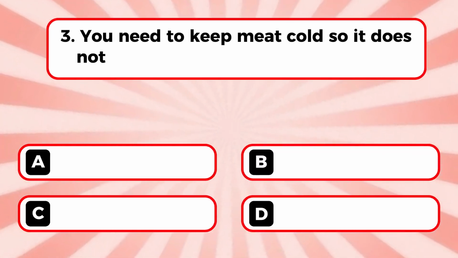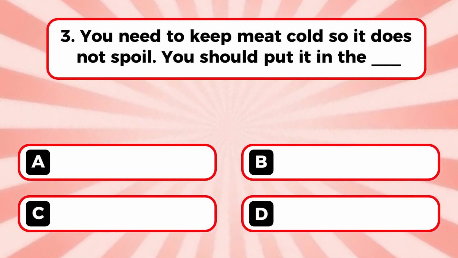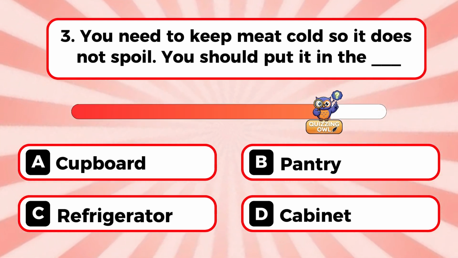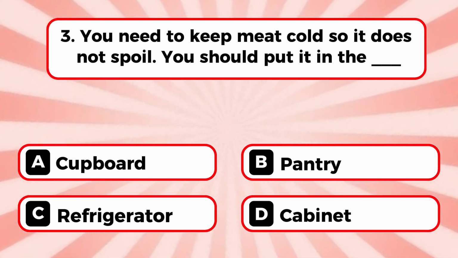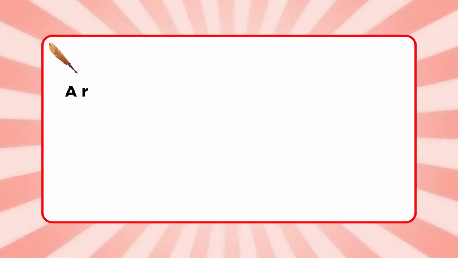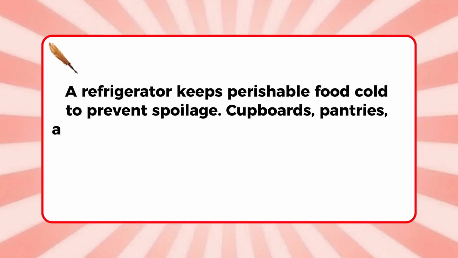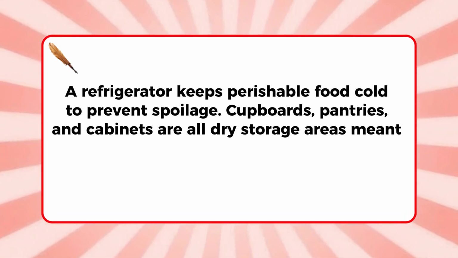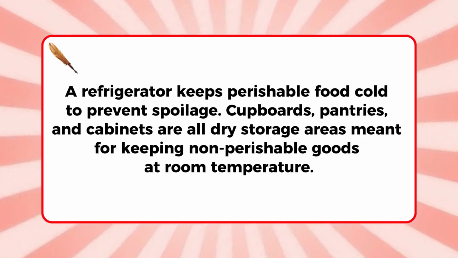3. You need to keep meat cold so it does not spoil. You should put it in the refrigerator. A refrigerator keeps perishable food cold to prevent spoilage. Cupboards, pantries, and cabinets are all dry storage areas meant for keeping non-perishable goods at room temperature.